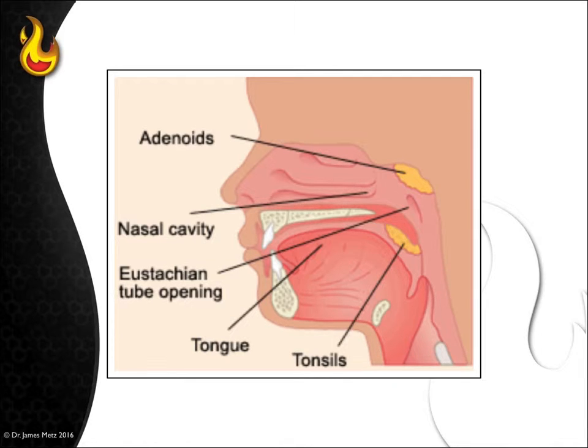If it's removal of tonsils and adenoids and the child is still of normal size, it's as high as 80% actually remission of ADHD if the tonsils and adenoids are removed. If the child is heavy and overweight, it's about a 20% reduction in ADHD.